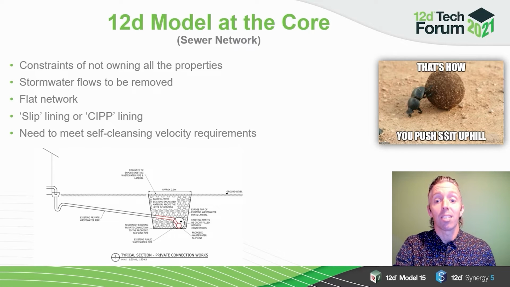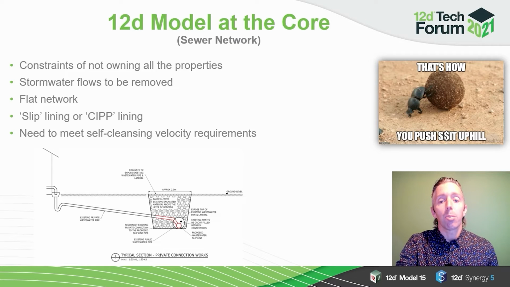So what that means is that when we remove the stormwater flows, the hydraulic grade line is a lot less, not meeting the self-cleansing velocity, so we need to downsize the pipe. This is to prevent smells, etc. And as we don't own all the lots, we don't have the option of open trenching.